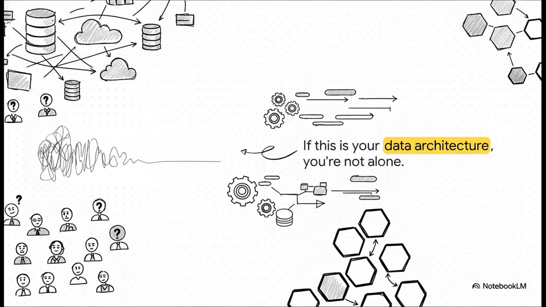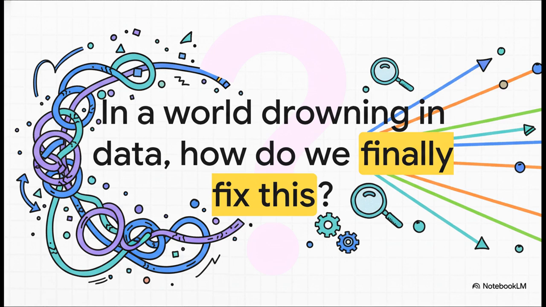Far from it, actually. And that really is the million-dollar question, isn't it? We're literally drowning in data, but trying to get a straight answer can feel, well, impossible sometimes. The old ways of doing things, they're just not cutting it anymore. They're breaking under all this pressure. So what do we do? How do we finally fix this thing?